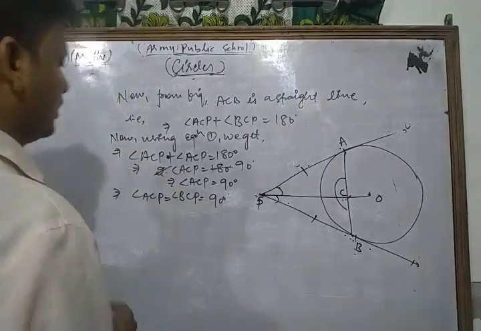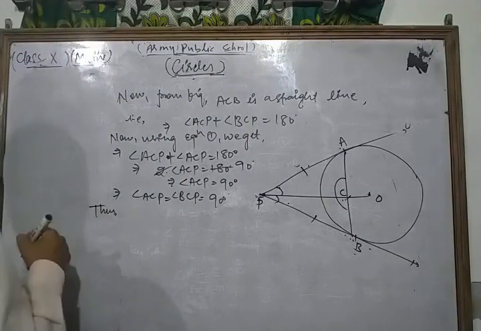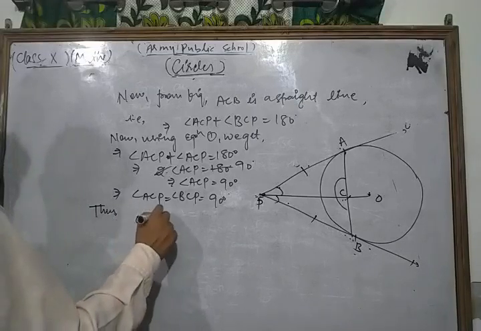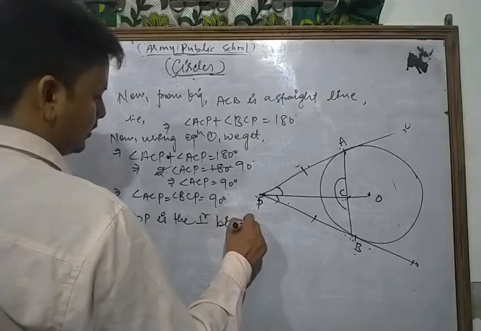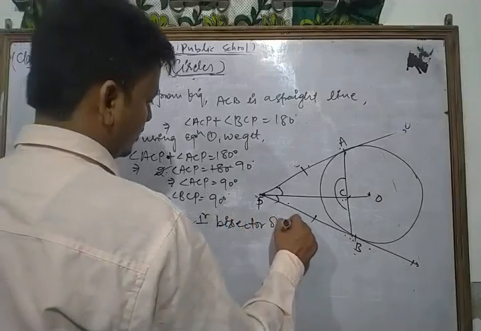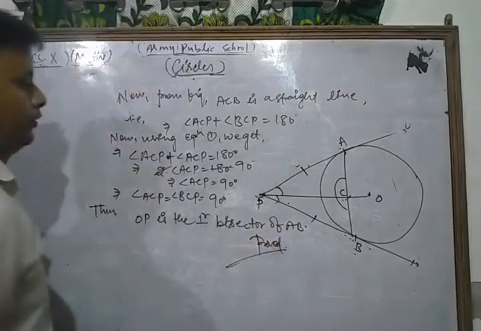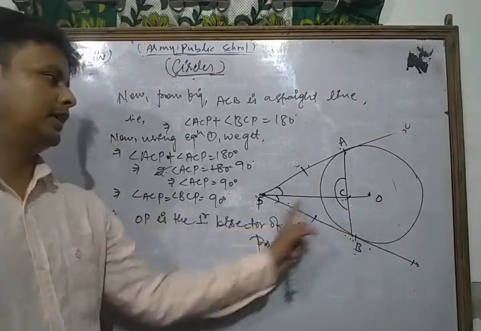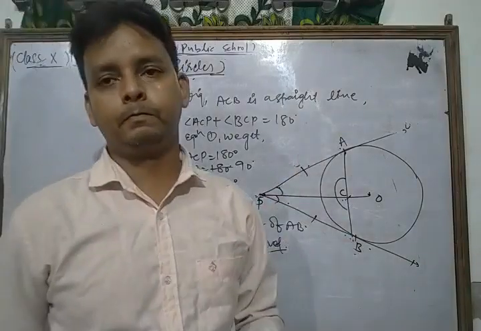Thus, in this way, OP is the perpendicular bisector of AB. Hence proved. Hence, in this way, we can say that OP is the perpendicular bisector of AB.